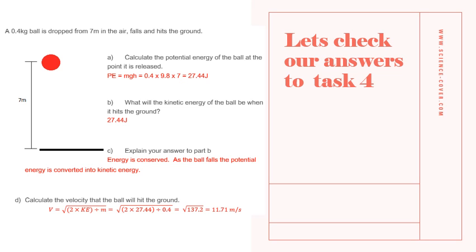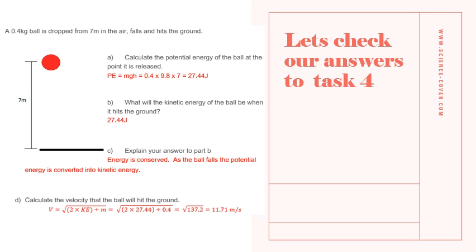Let's check the answers to task 4. A 0.4 kilogram ball is dropped from 7 meters in the air, falls and hits the ground. Calculate the potential energy of the ball at its point of release. So to find the potential energy, we do mass times gravity times height. So it's 0.4 times 9.8 times 7. This is 27.44 joules.